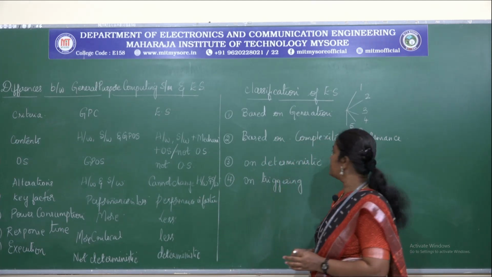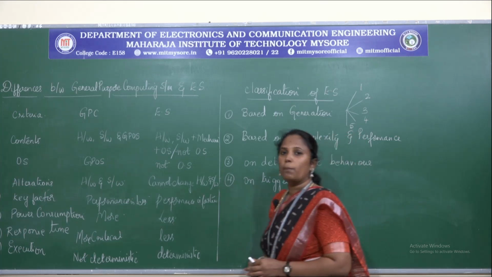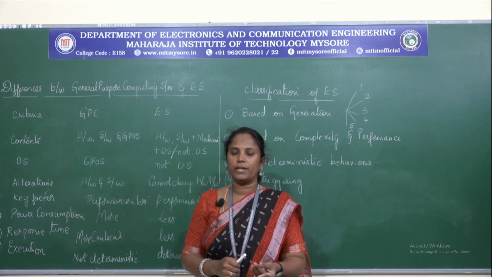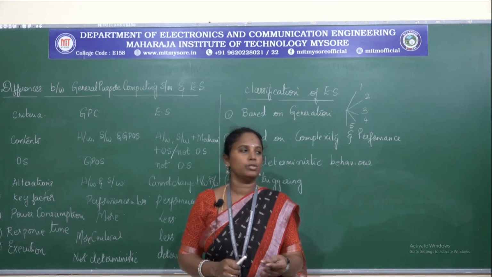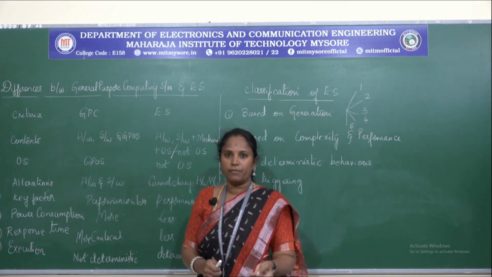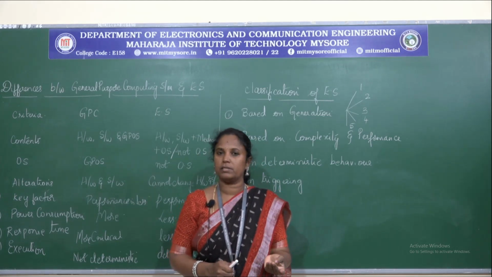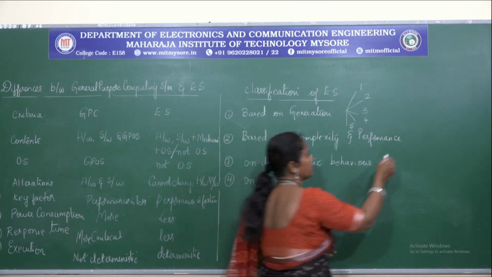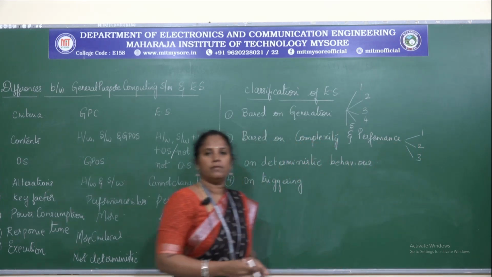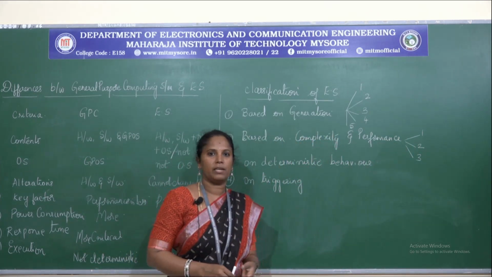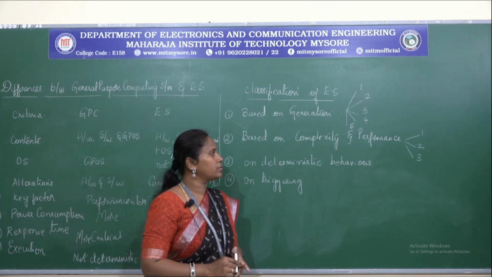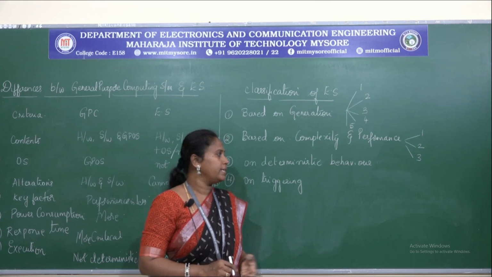Next is based on complexity and performance. Complexity in the sense of how complex your embedded system is, whether it is user friendly or very complex to use, and what about its performance, whether it is going to perform at a very fast rate, whether its accuracy is good. There are 3 classifications under this: small scale, medium scale and large scale. We'll discuss this complexity and performance in the next class.